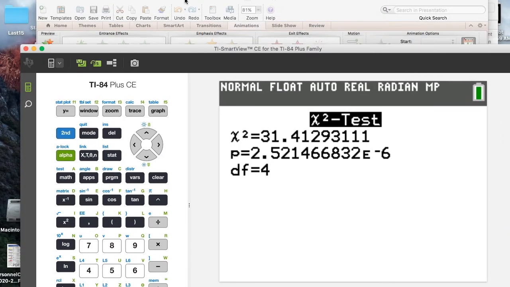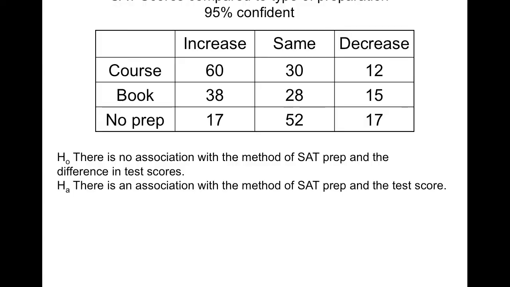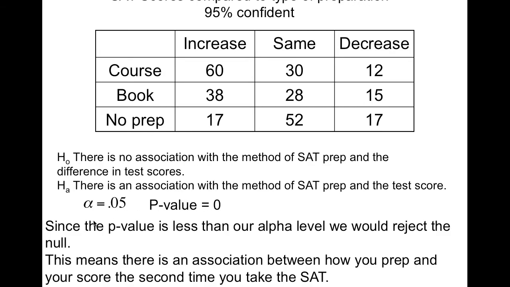And if I go back to our PowerPoint, our alpha level is 0.05, our p-value is 0. The rule is the same. If p-value is less than or equal to alpha level, you reject. If p-value is greater than the alpha level, we fail to reject. So p-value is 0, less than 0.05. Since the p-value is less than our alpha level, we would reject the null.